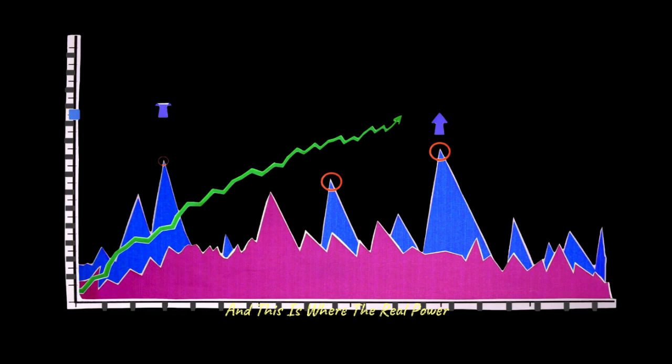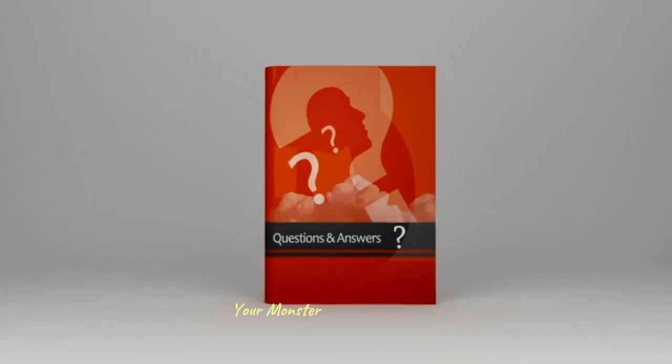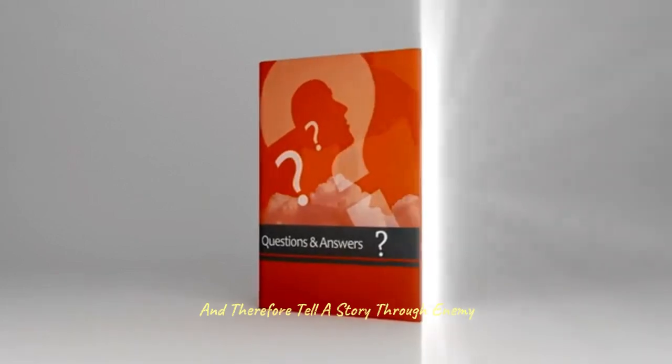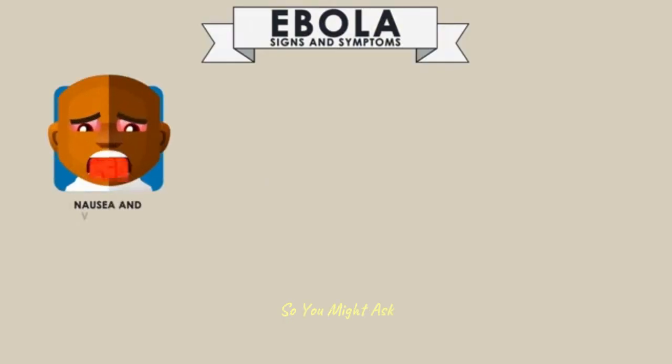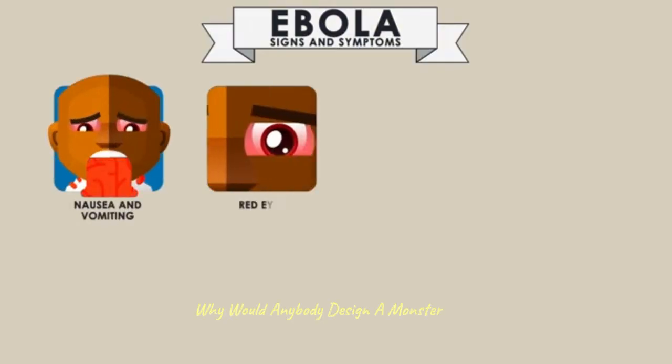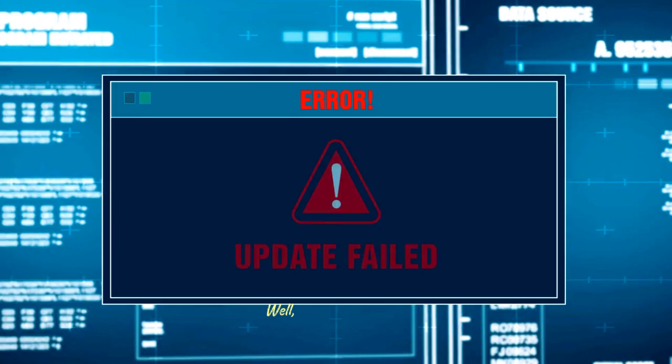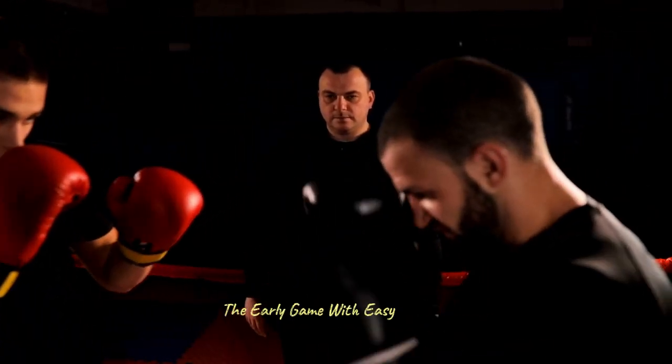And this is where the real power of the volatile triangle comes from. You can use it to define how your monster behaves in battle and therefore tell a story through enemy design. So you might ask, why would anybody design a monster that is weak and unintelligent? Well, believe it or not, there's actually a reason for this. And no, it's not just to pad the early game with easy enemies.